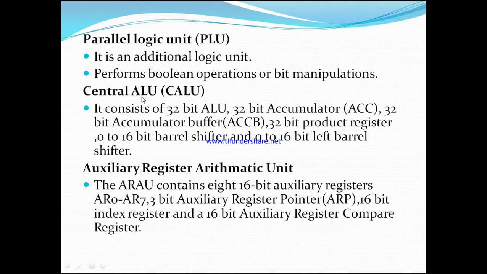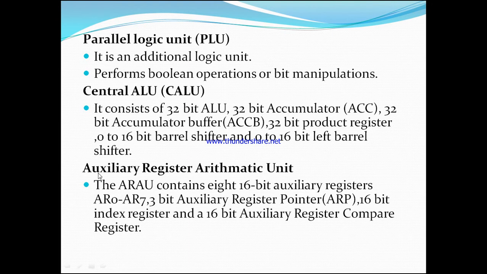Central ALU, the central arithmetic logic unit. It consists of a 32 bit ALU, 32 bit accumulator, 32 bit accumulator buffer and 32 bit product register, and 0 to 16 bit parallel shifters, right parallel shifter and left parallel shifter. Normally the 32 bit accumulator and arithmetic logic unit perform a wide range of arithmetic and logic functions, the majority of which execute in a single cycle.